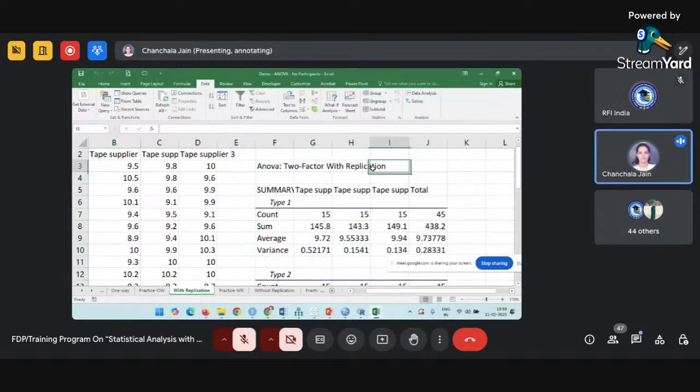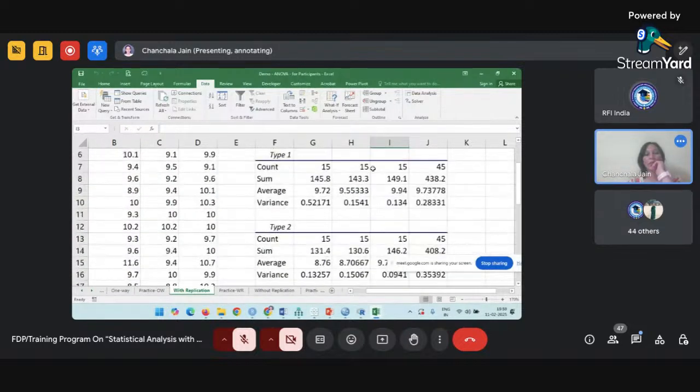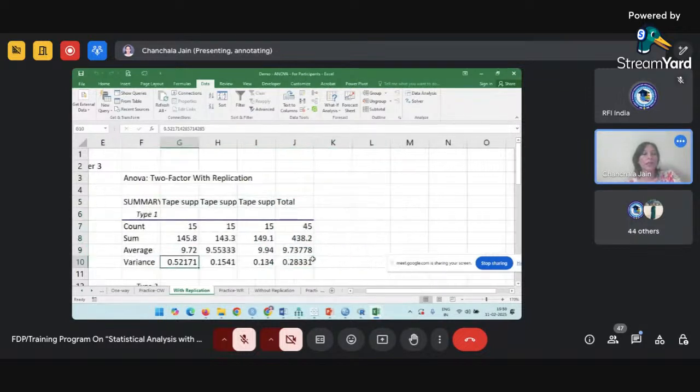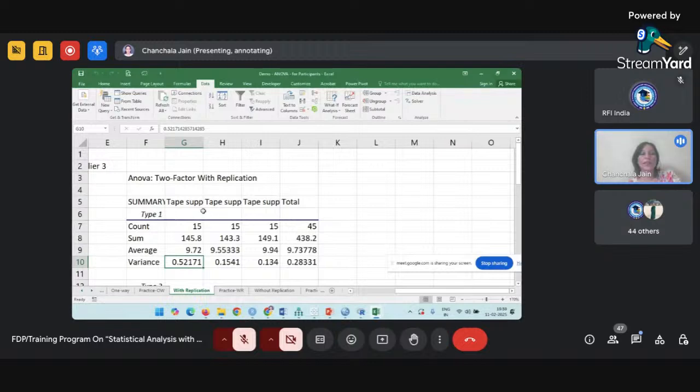We are getting the output. You can check the output is coming. Now we will read the output one by one. This is the first table, which is the summary table, right? It is indicating, according to the first box type, if I talk about the three suppliers, we have a total of 50 tapes from each supplier, right? These are the sum of the strength of the tapes. This is the average or mean strength of the tapes. This is the variance in the tape.